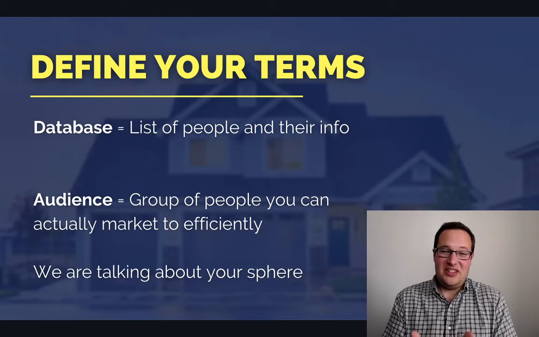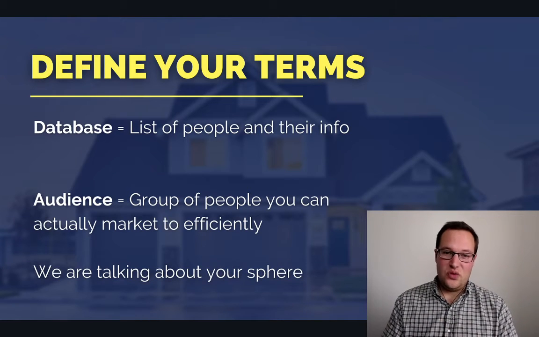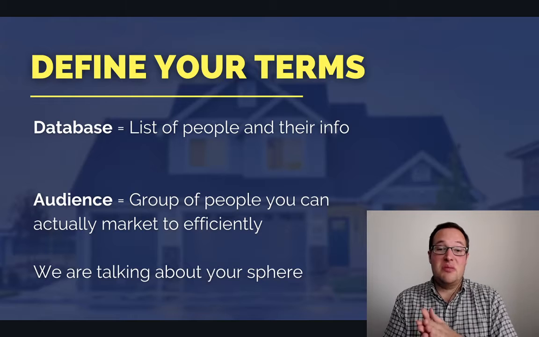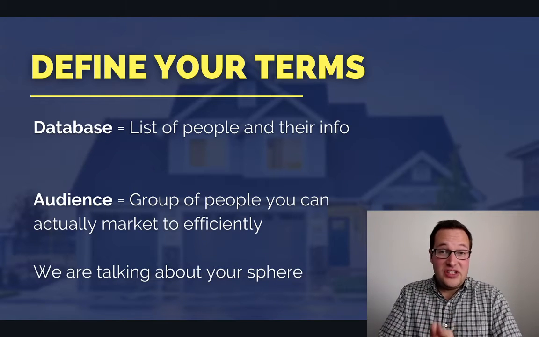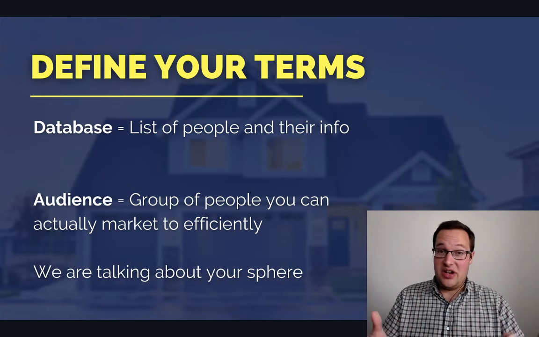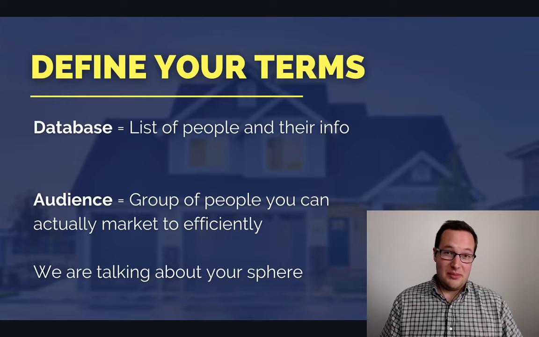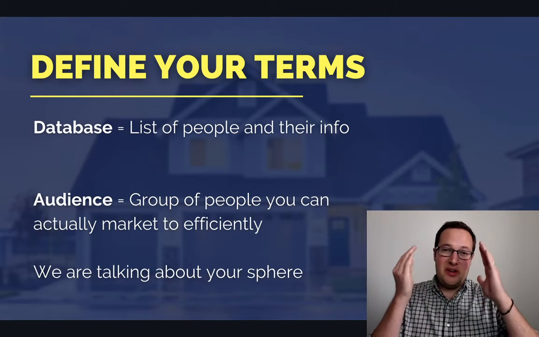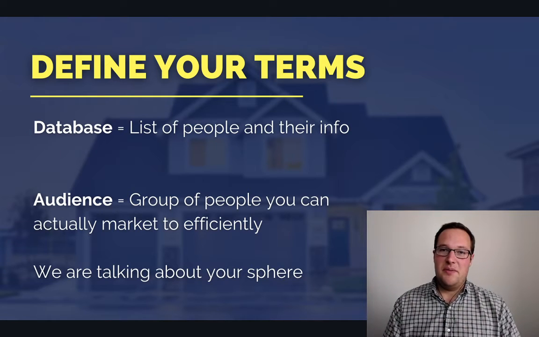So your database is a list of people and their information. But your audience, which is what I, as a marketer and a marketing strategist, care about the most, is a group of people who you can actually market to efficiently. Ideally, every single person in your database is also part of your marketing audience. Most importantly, that means they're subscribed to your newsletter and they are liking your Facebook business page, because those are the two primary channels you can use to effectively market one-to-many to your sphere.